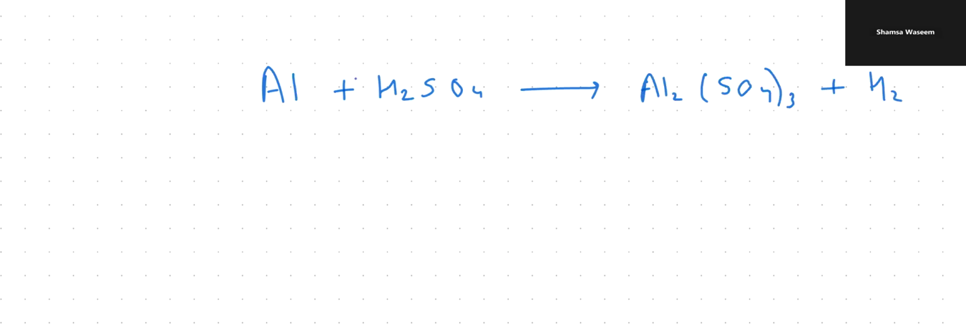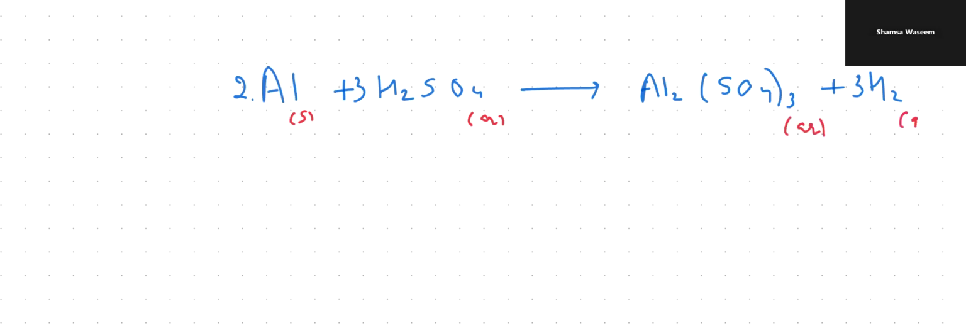Now I have to write down the state symbols to convert this into an ionic equation. Aluminium is solid as it's a metal, the acid is aqueous. Sulfate salts are soluble except those of calcium, barium, and lead, so it's a soluble salt, I'll write aqueous. Hydrogen is going to be in gaseous state. There will be bubbles, effervescence, fizzing, the solid disappears, and temperature rises. That is going to be the observation.